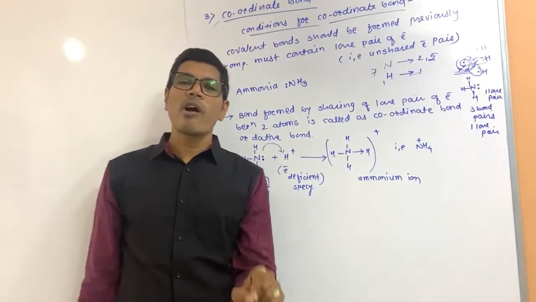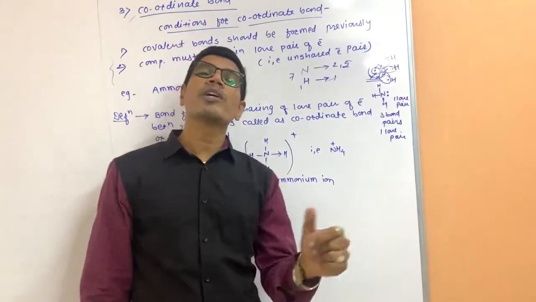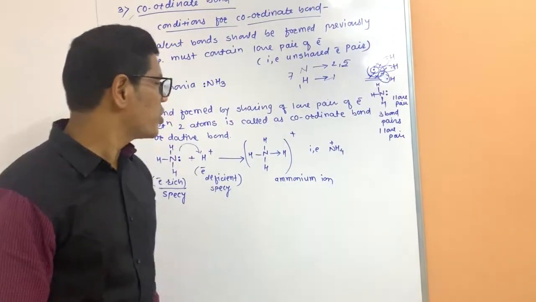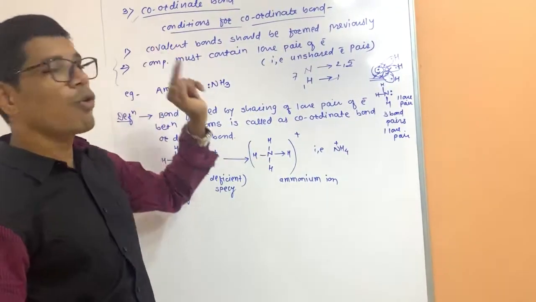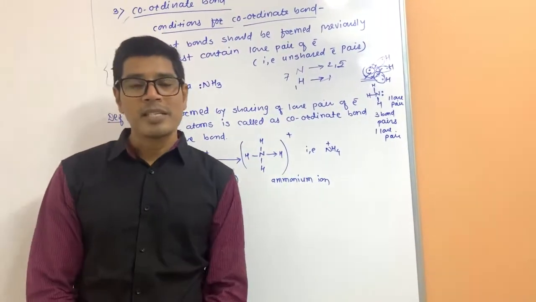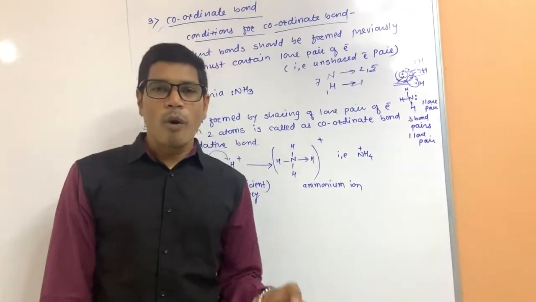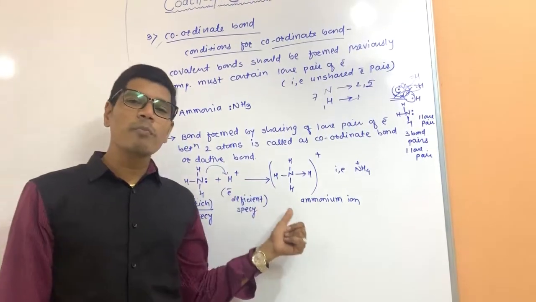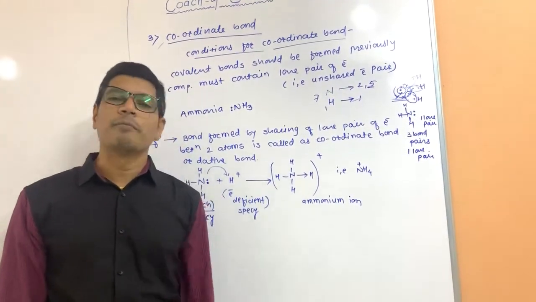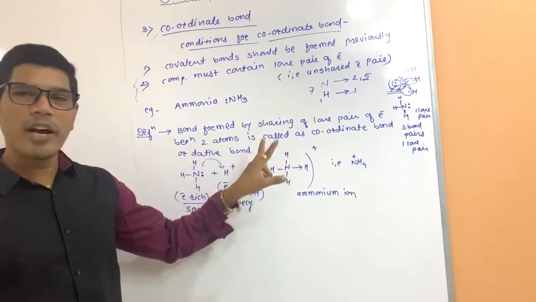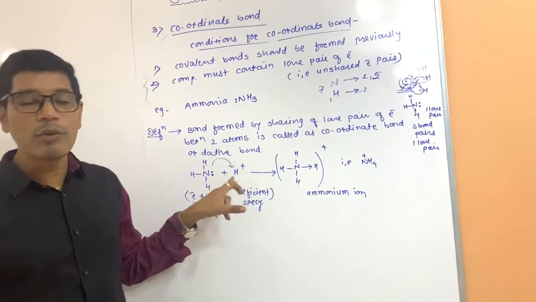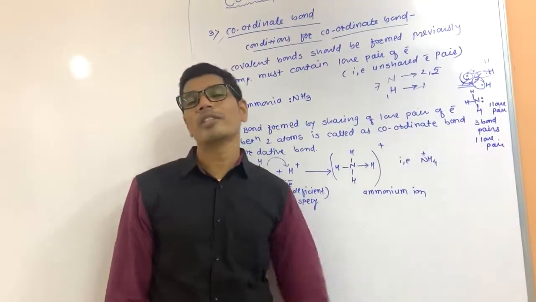नाइट्रोजन का क्या कंप्लीट हो गया, ऑक्टेट, और हाइड्रोजन का क्या कंप्लीट हो गया, डुप्लेट. So this type of special covalent bond is called as coordinate bond or dative bond. See what is definition? What is mean by coordinate bond? The bond formed by sharing of lone pair of electron between two atoms. Bond formed by sharing of lone pair of electron between two atoms is called as coordinate bond.